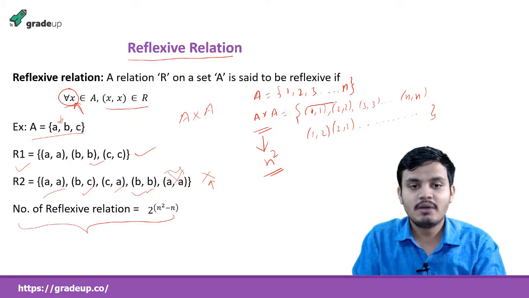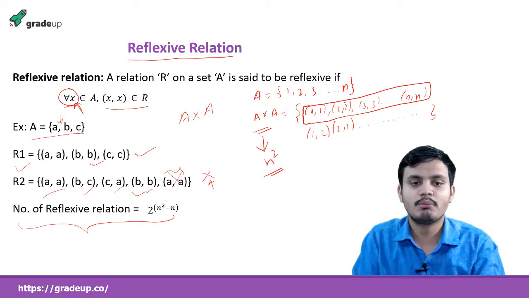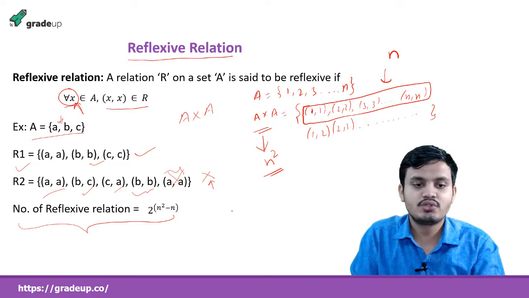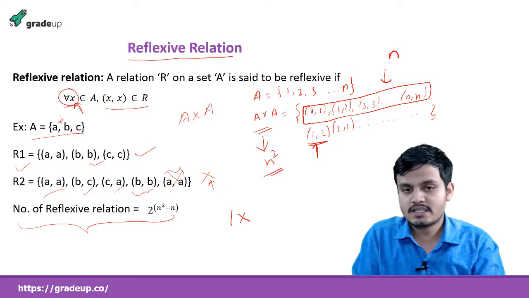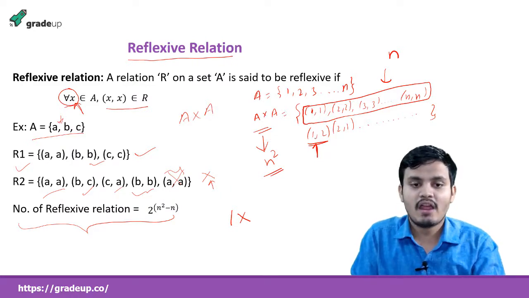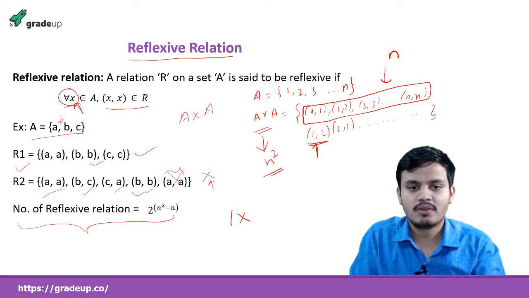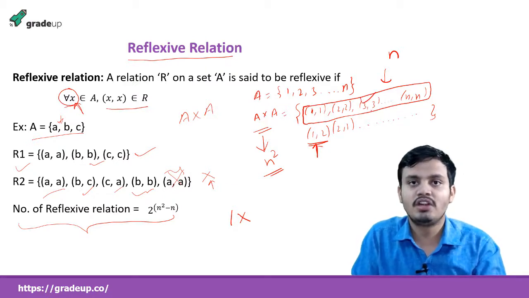And how many of these diagonal elements are there? Because it is our condition for our relation to be reflexive, these elements should be present in it. How many are there? There are n such elements. For all of these elements, what choices do we have to make the relation reflexive? All of these should be present. So for all of these elements, we have one choice. And now see these other elements. If the diagonal elements are present in my set, then whether I take these or not does not alter it, because our relation has already become reflexive if we include all these elements.